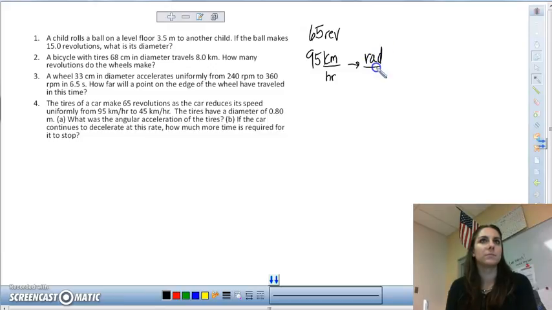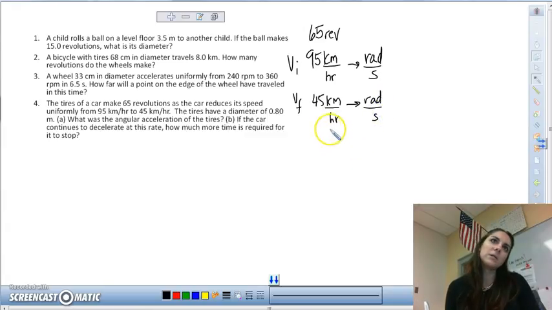But that's an initial. And then we have a final, which is 45 kilometers per hour. Again, we're going to convert that to radians per second. And we have the diameter of the tires, once again, 0.08 meters.